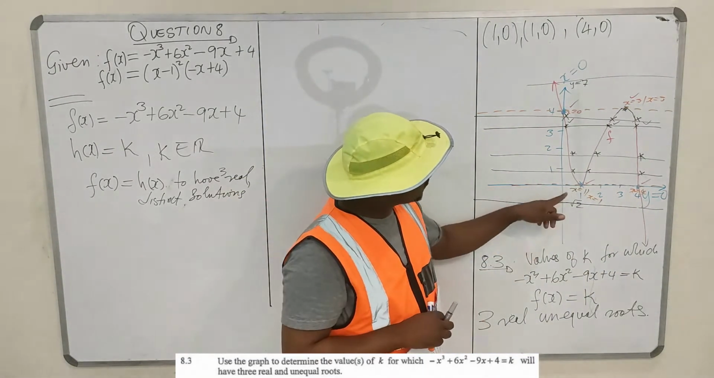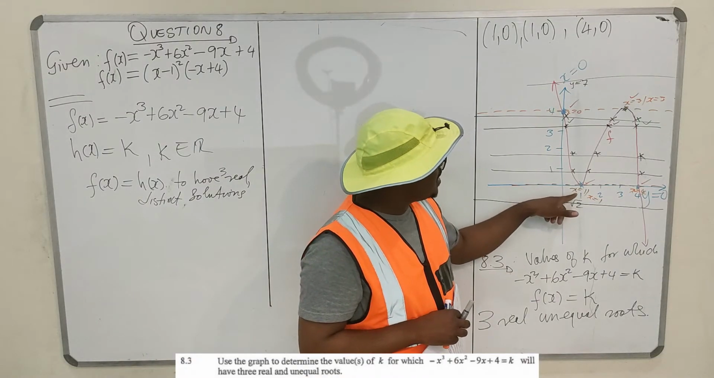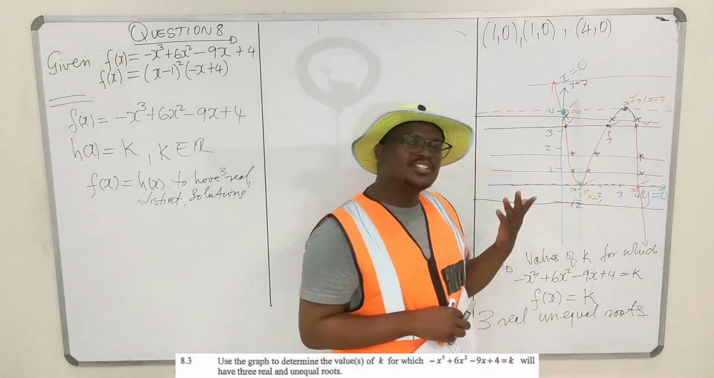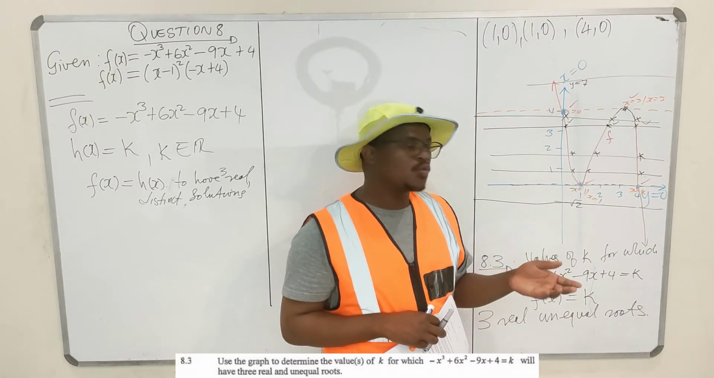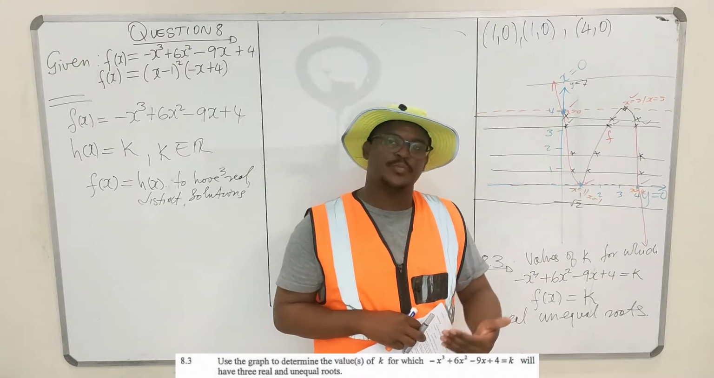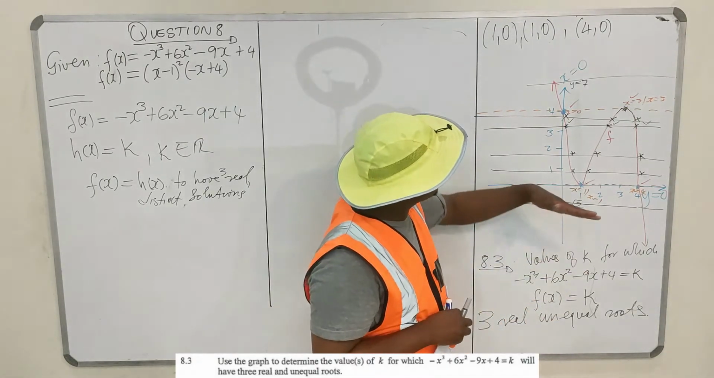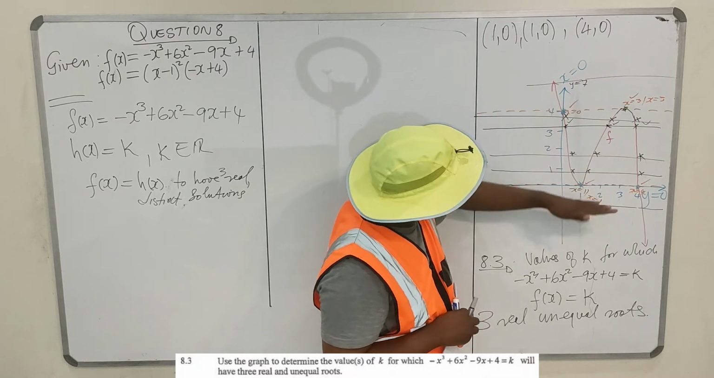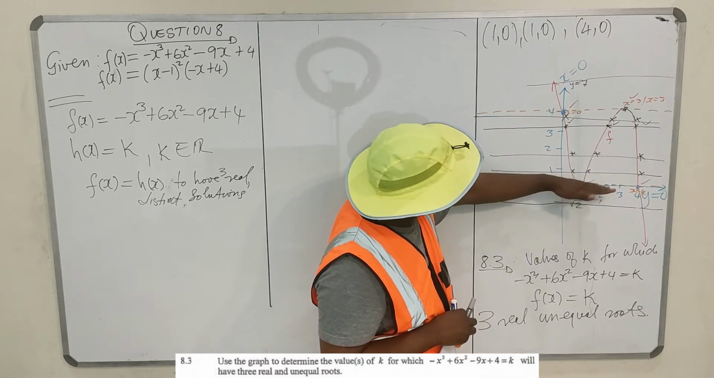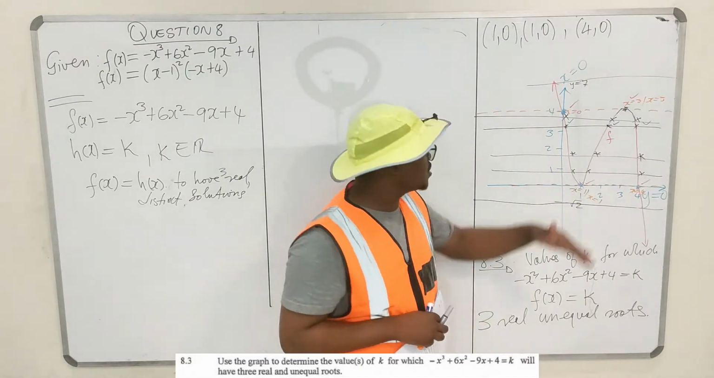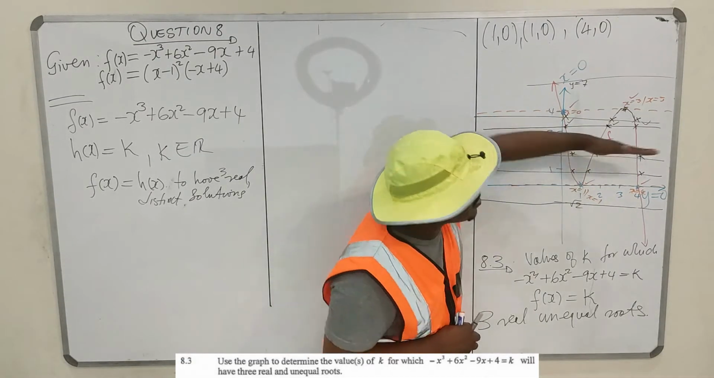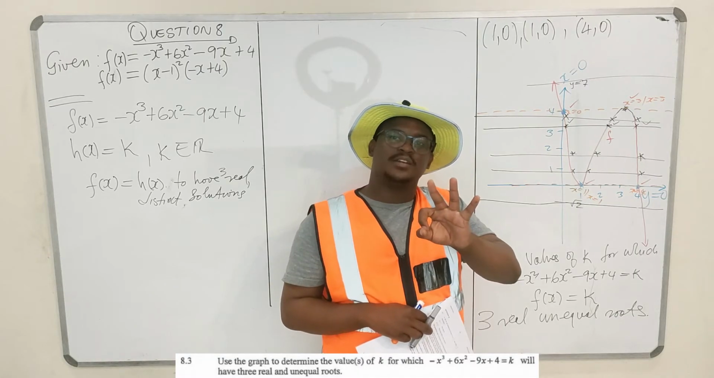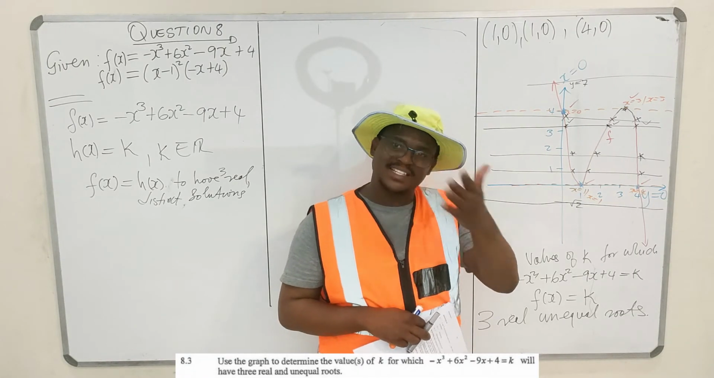And this is not the situation that we want here, because even though we have 3 real solutions, they're not distinct. They're not unequal. These 2 are equal. You want all of them to be unequal. You can only achieve that between 0 and 4. Because between 0 and 4, that's when your horizontal line cuts your graph 3 times at different points. And that's exactly what you want.